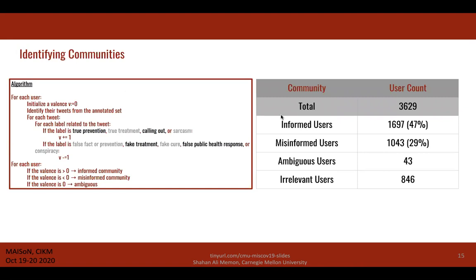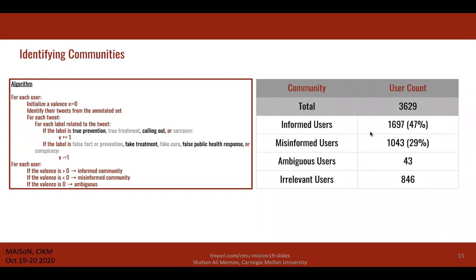Because we've already annotated data across a set of true and false information categories, we identify the membership of users by assigning a valence of +1 to true information categories and -1 to false information categories. At the end, we compute the valence of each user as a weighted sum of the valence of the annotations assigned to their tweets. If the valence is greater than 0, the user belongs to the informed community, and if it is less than 0, the misinformed community. If it's 0, then it's ambiguous.